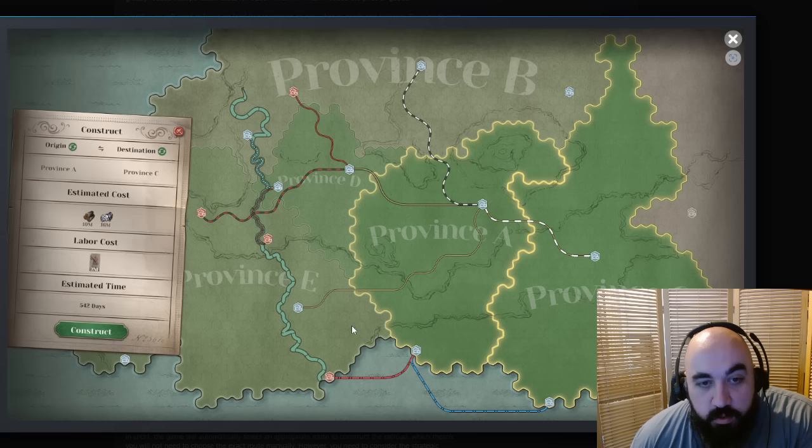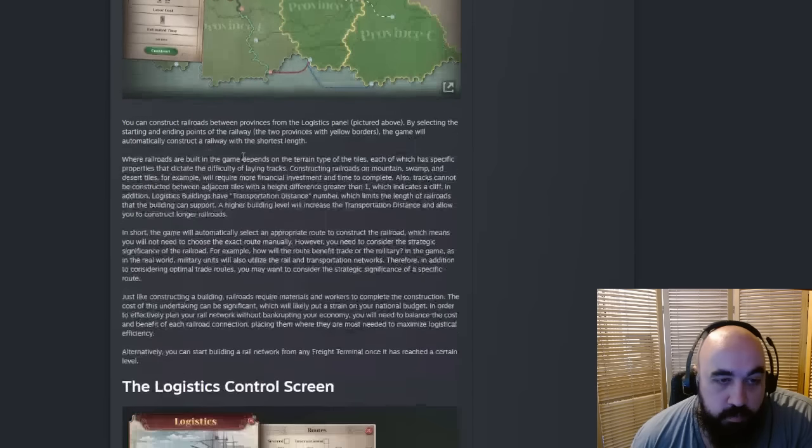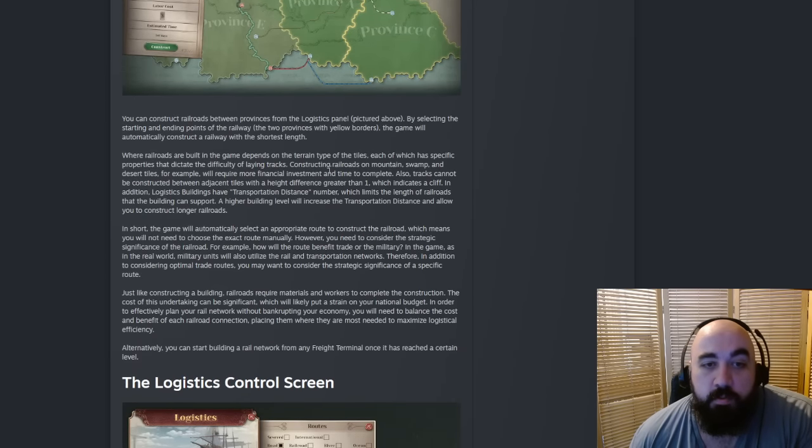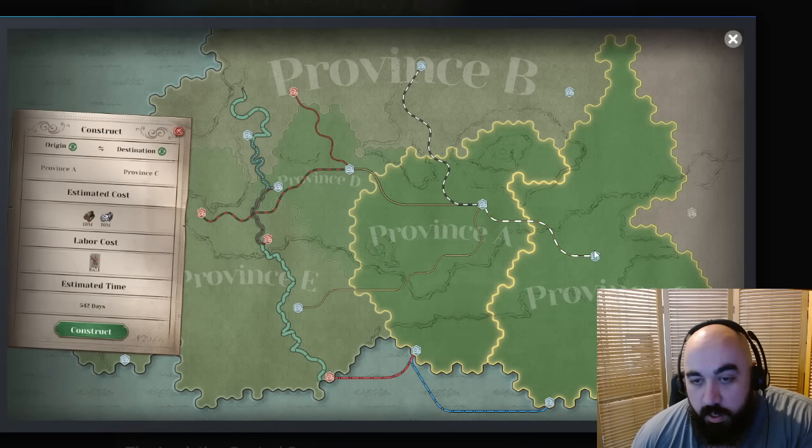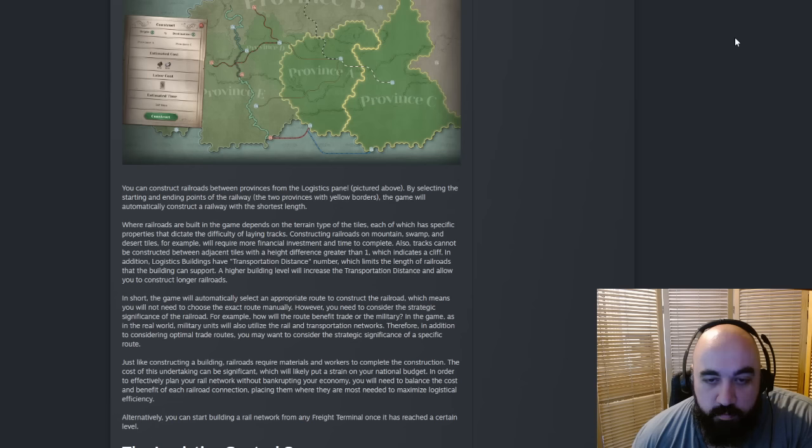And where are we constructing this railroad? Maybe that's this here, but okay. You can construct railroads between provinces from the logistics panel pictured above by selecting the starting and ending points of the railway, the two provinces with the yellow borders. Okay, so it looks like we're looking at right here. That's the railway, the dotted one. And so I guess this red one's probably also a railway, maybe. By selecting the starting and ending points, the game will automatically construct a railroad with the shortest length.